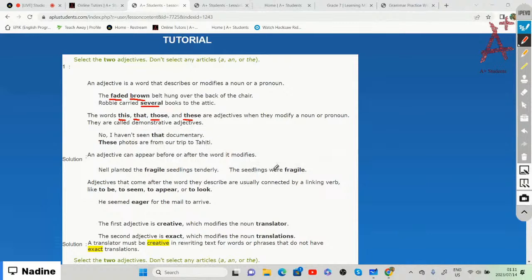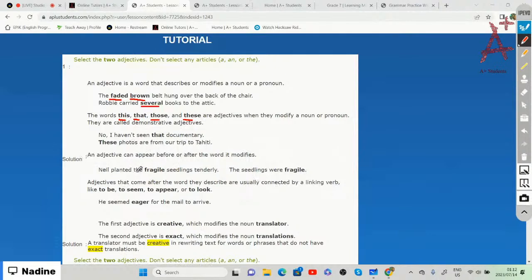The seedlings were fragile, right? And it tells us about the seedlings. It was fragile. So you see, here the word is afterwards. So the adjective, which is fragile, now appears after the word that it modifies.